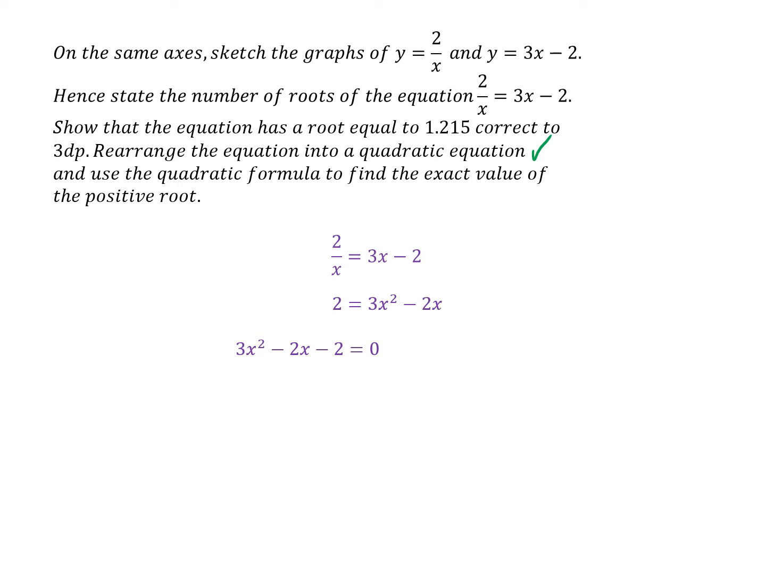and so that's showing that it can be rearranged into a quadratic equation. Now if I use the quadratic formula, minus b plus or minus square root of b squared minus 4ac, I get the final answer there, the exact value of the positive root. So that is the answer to the question. It's not plus or minus, and it's not the decimal equivalent. It is 1 plus root 7 over 3 is the answer to that question, because it says the exact value of the positive root.